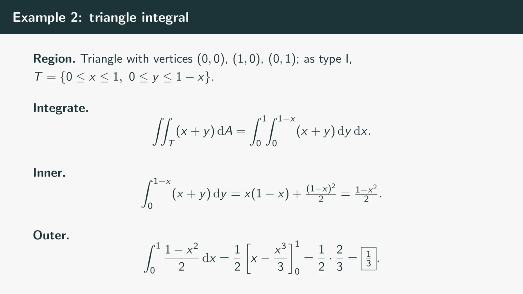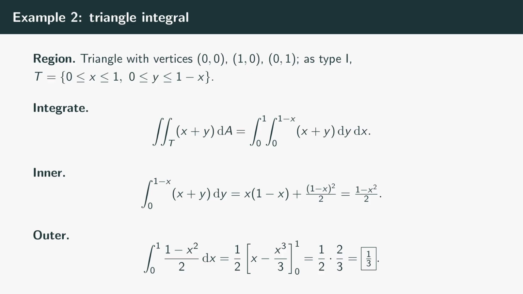Inner integral: treat x as constant and integrate x plus y with respect to y. The antiderivative is xy plus y squared over 2. Evaluate at y equals 1 minus x: x times the quantity 1 minus x plus the quantity 1 minus x squared over 2. Evaluate at y equals 0, which gives 0. So the inner integral equals x times the quantity 1 minus x plus the quantity 1 minus x squared over 2. Let me factor a 1 minus x out: the quantity 1 minus x times the bracket x plus the quantity 1 minus x over 2, which equals the quantity 1 minus x times the quantity 2x plus 1 minus x over 2, which equals the quantity 1 minus x times the quantity x plus 1 over 2, which equals 1 minus x squared over 2.